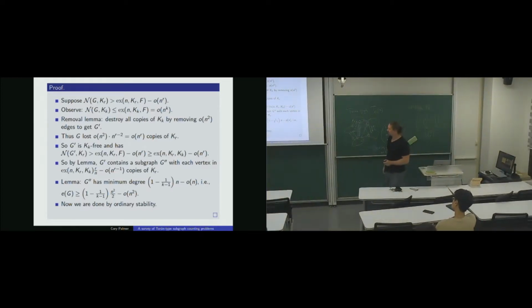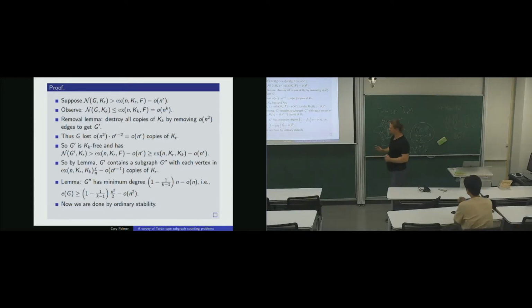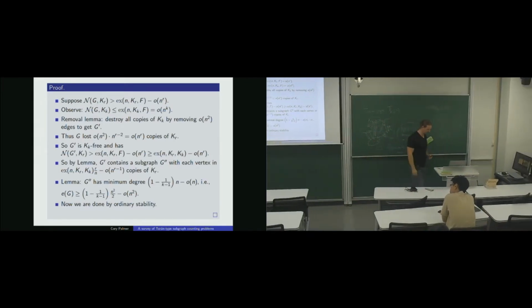Okay? There's a slightly different way to do this while avoiding stability, while building up some kind of subgraph that's complete multipartite and so on, but I actually really like just applying ordinary stability.